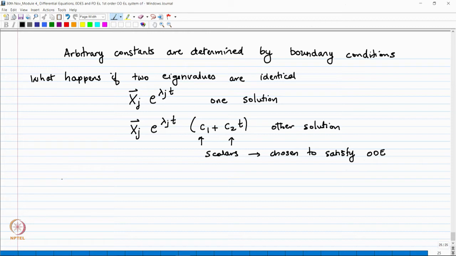Suppose you have dx by dt equal to Ax, we can imagine a trial solution x equal to e raised to lambda t times some vector. You can imagine trying a solution of this form. So, this is some vector.